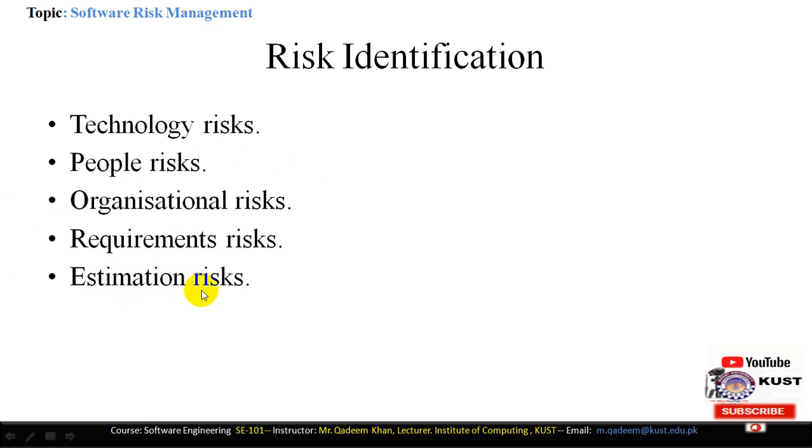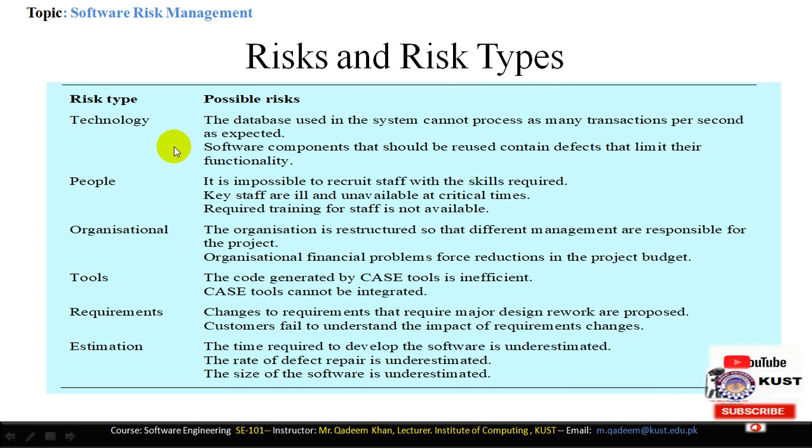Then we have requirements risk, which means that the user frequently changes his or her requirements. Then we have the estimation risk. Estimation risk means the size of the product is underestimated. So there are different sorts of risk: technology, people, organizational, tools, requirements, and estimation risk.